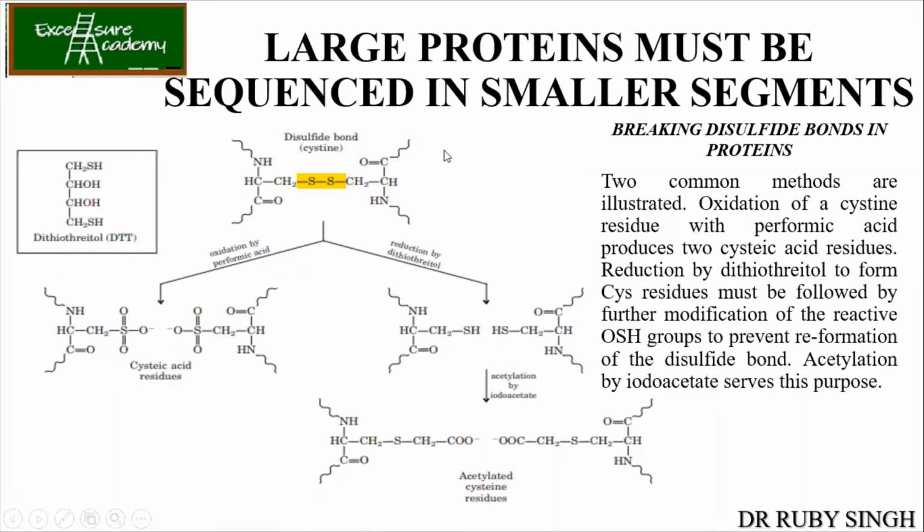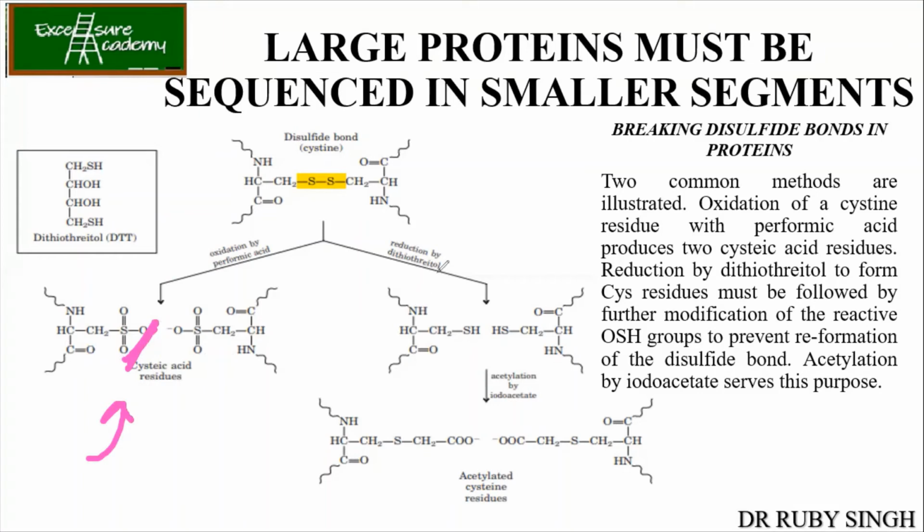Now what you can see over here is that if you are using performic acid, cysteic acid residues are formed. What you need to understand is that when these kinds of ends are made, for example in this case SO3 minus has been added, again there won't be any back disulfide bond formation. Are you getting the point? It means that once it is broken down using performic acid, it will not combine back to form the disulfide bond, because of the presence of the SO3 minus group.